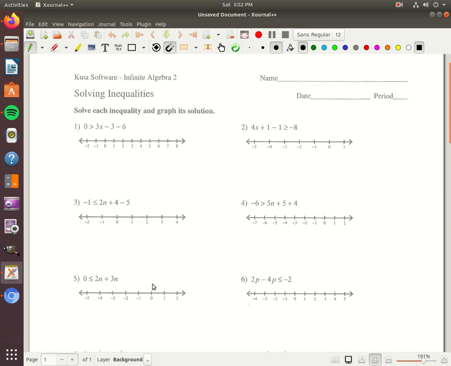I just want to make a quick video. I promise this one will be quick. Just to introduce the 9-12 worksheet. I think it's pretty self-explanatory what you're supposed to do. I'm just going to go through a problem or two.